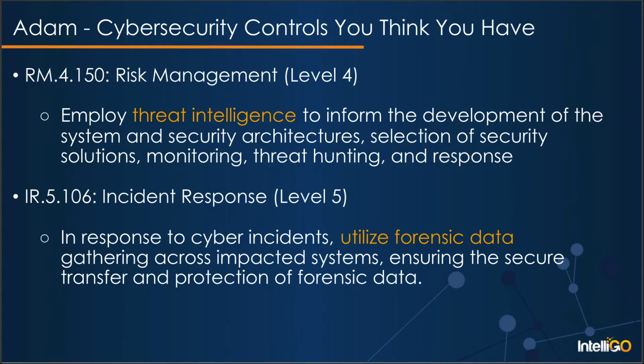So when you look at risk management, level four, control 150, it has an example about using threat intelligence. And a lot of people know that some threat intelligence feeds are free and they can download stuff from DHS, et cetera. But the control asks you to make sure that you're using it in monitoring, in threat hunting, and in response, meaning you're actively blocking things using a threat intelligence feed.